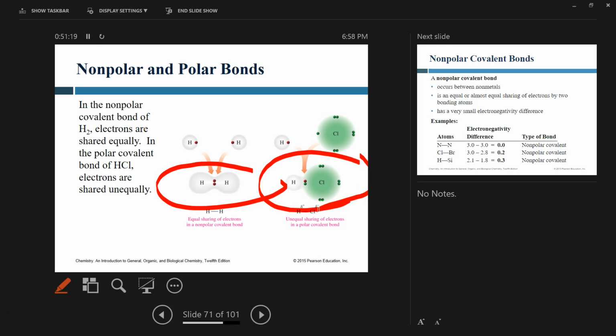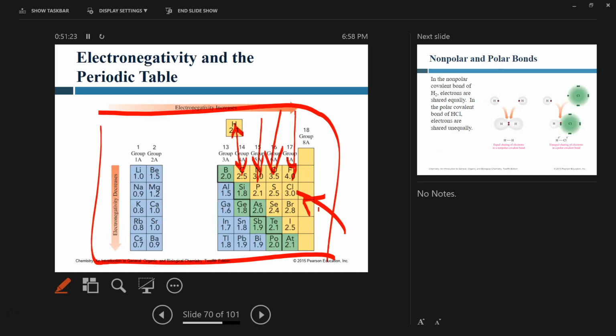For instance, in the pair H versus Cl, hydrogen versus chlorine, which element pulls electrons harder? Chlorine. So electrons will, quote-unquote, belong to chlorine a little bit more. Does that make sense to you?